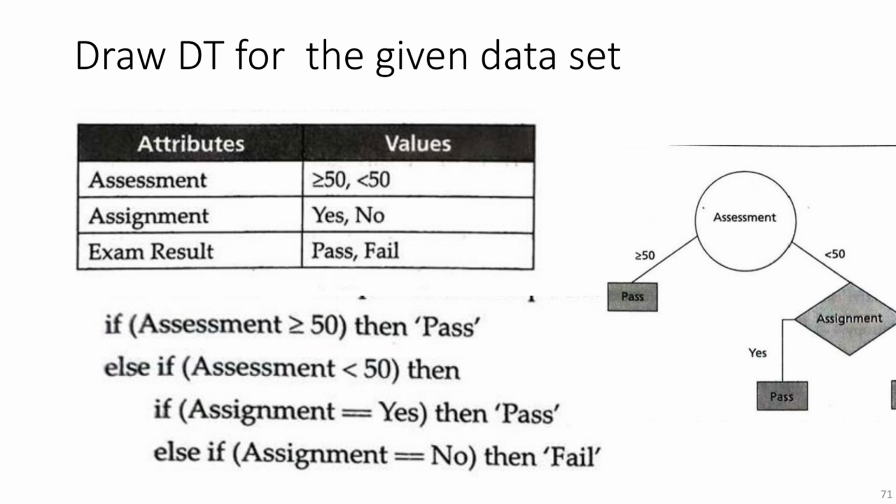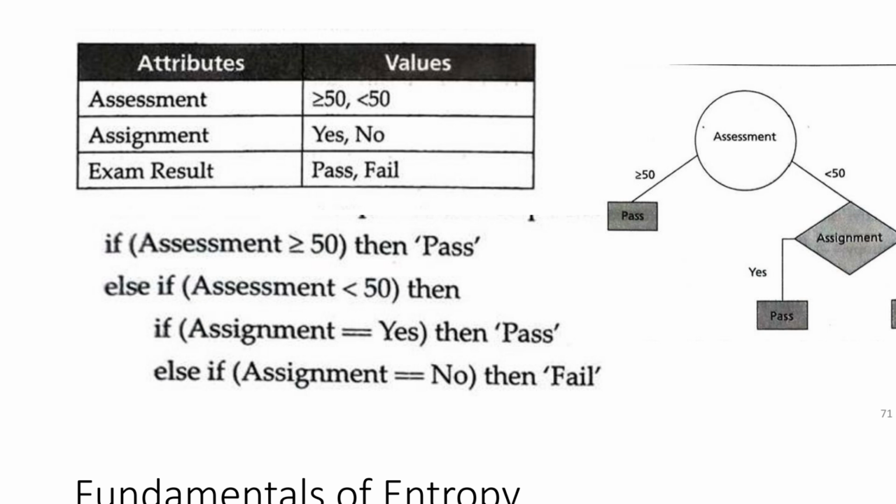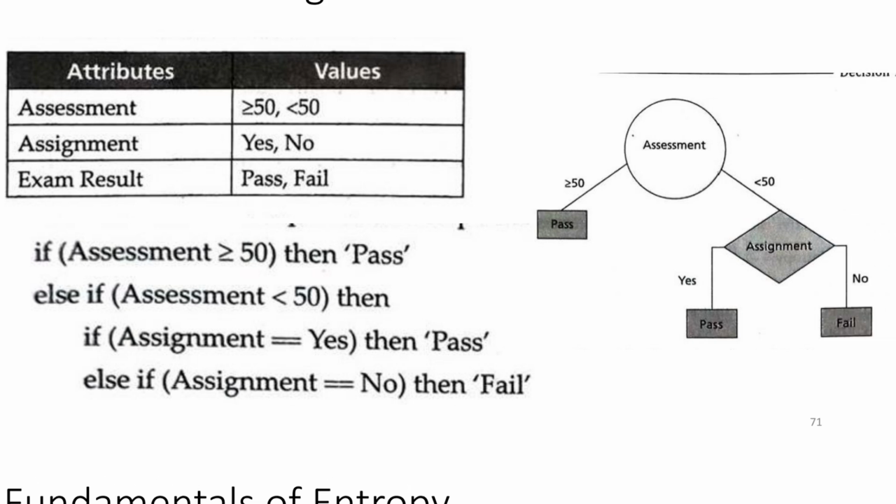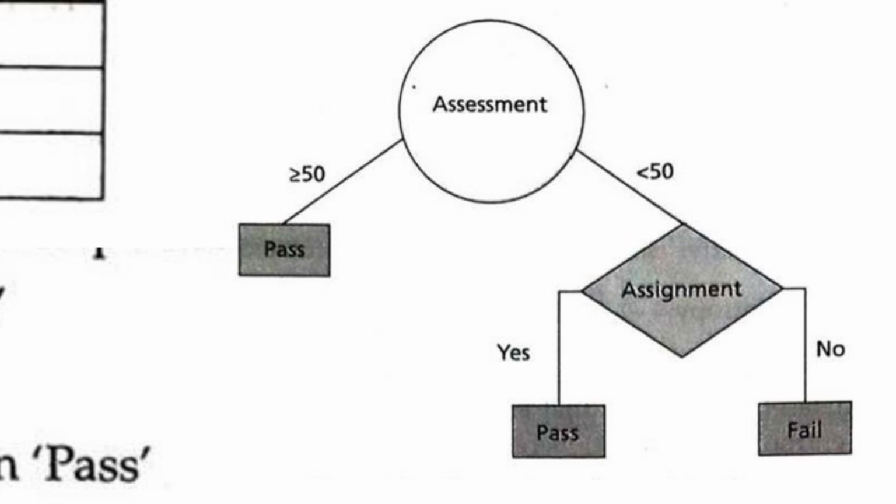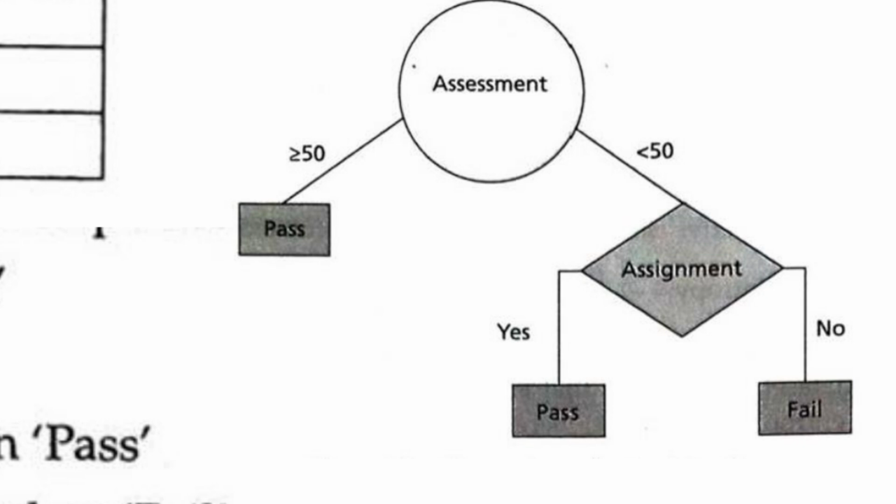Now, to get a tree, the one factor that dominates the rules is assessment, so that will be placed at the top. This is the easiest one, but when you solve larger problems, this method is not at all useful. So you will keep assessment as the root node. If assessment is more than 50, declare the student as pass. If assessment is less than 50, check whether the assignment is submitted or not. If submitted, declare the student as pass, otherwise fail.